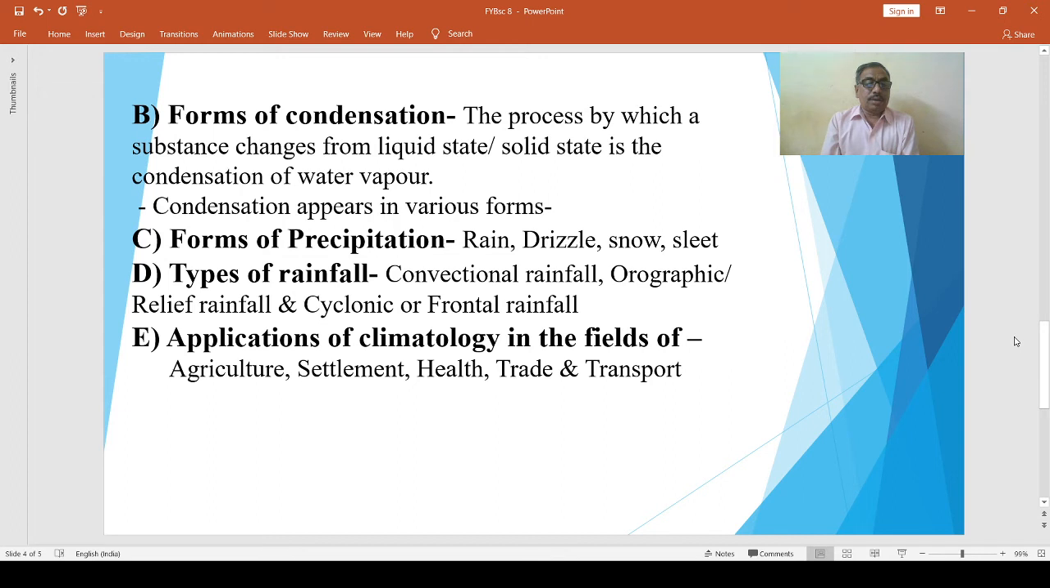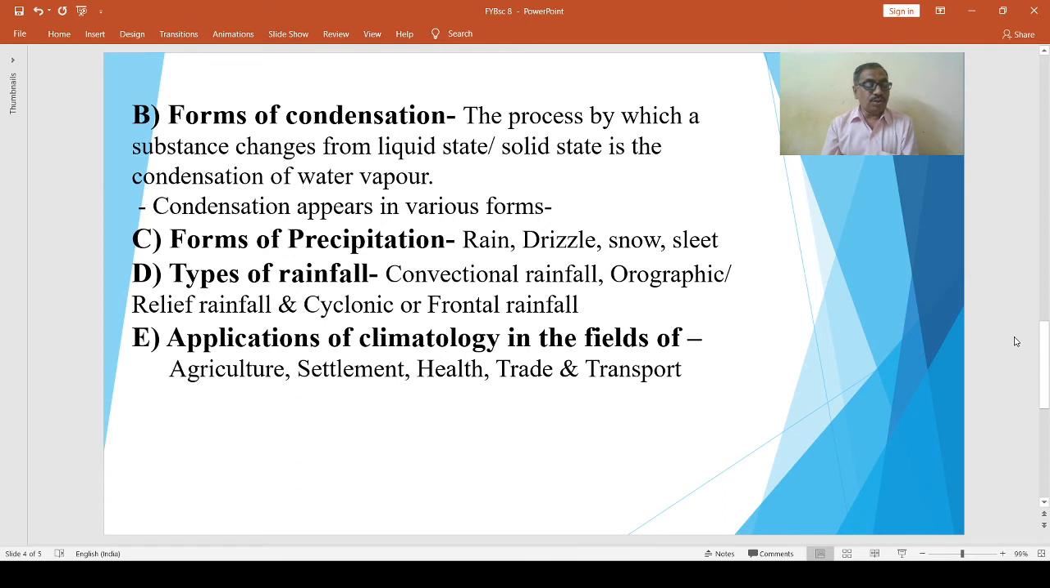Orographic type of rainfall occurs when a mountain range lies at right angle to the path of moist winds. The favorable conditions for this type of rainfall are the winds blowing from sea towards the land, should carry a large amount of moisture.